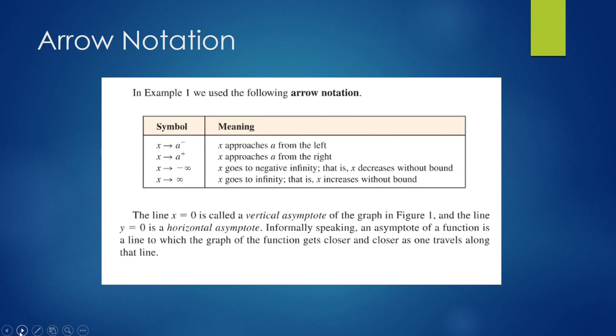X approaches negative infinity means that x is going towards negative infinity. It's getting increasingly large in the negative sense of the term. It's getting small, the negative number is getting more negative. And then x approaches infinity is saying that as x is getting larger, it's increasing without bound. Or you can say it's approaching a very large number.